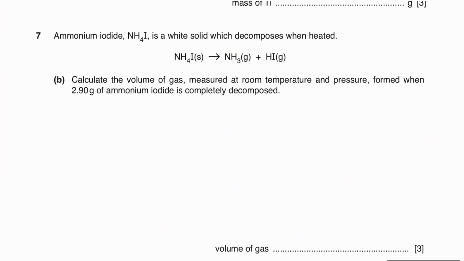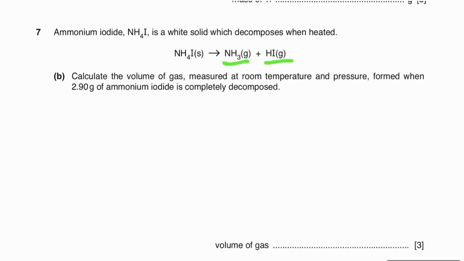Let's do another question. Calculate the volume of gas, it says. So this question is interesting because it did not tell us the name of the gas. It just said gas, and there are two gases here. So that means we have 2 moles of gas, not one. Either we calculate each separately and find the answer, or we already know that the volume of a gas is 24 dm cube at room temperature, for 1 mole. It doesn't matter what gas I have. So I'll just say that this produces 2 gases.